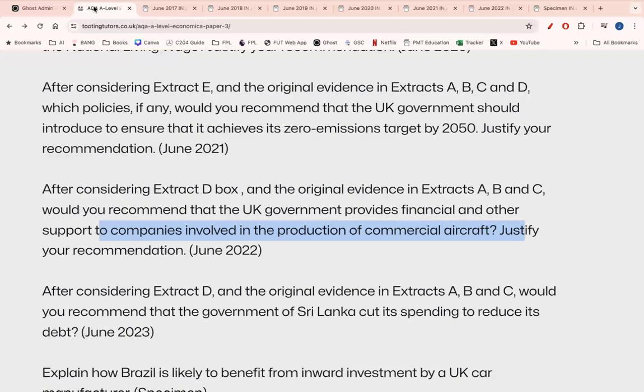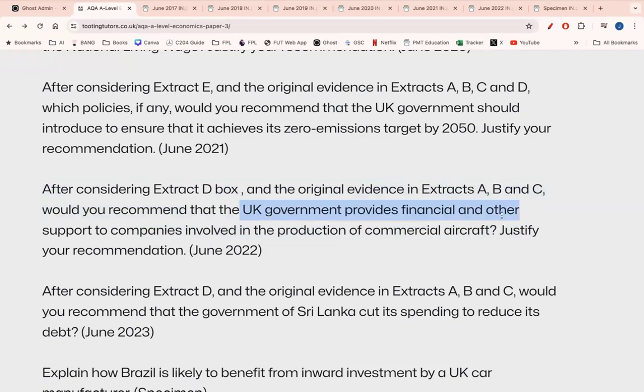Also, the questions usually in paper 1 and 2 say using the extracts and your own knowledge. These questions always say, after considering the extracts, would you recommend? So it's more based on the extracts, and you have to be mentioning the extracts, because the extracts give context about what's going on. In a normal question, I would just say tax, do an indirect tax, do a subsidy. But this question is really about the extract.